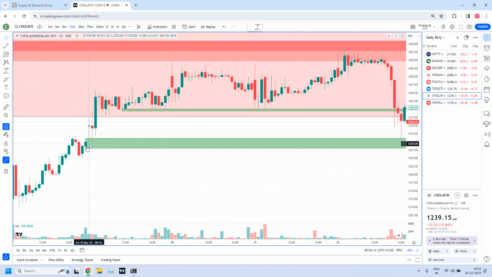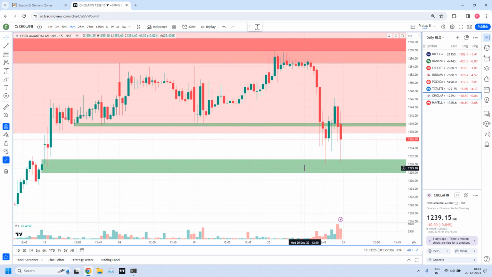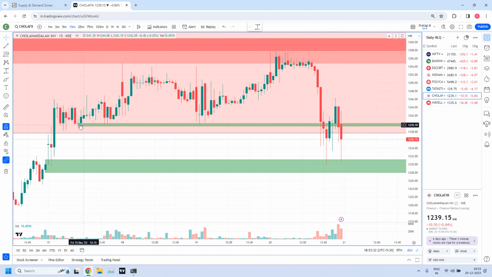There is one more demand zone below, but there is no guarantee that prices will reach it. See, previously how it is holding, this 15 minutes demand zone is acting like a high liquidity zone. Today it is violated, that is a different story. But earlier it has given multiple tests. So that is the reason why you have to keep your target till this demand zone only.